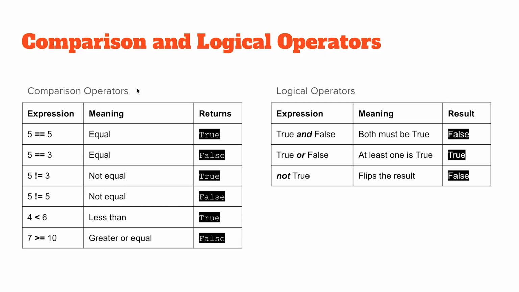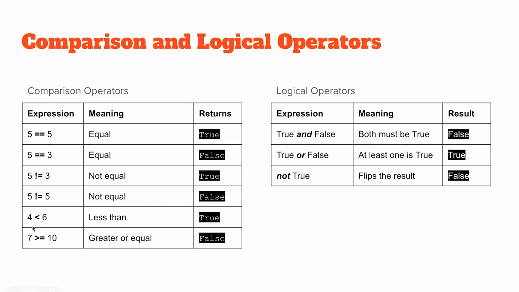We have comparison operators and logical operators to make decisions and check our conditions. So these are expressions: two equal signs, not equal, less than, greater or equal. Two equal signs is true when both are equal to each other. So 5 equals 5, this expression will return true. On the other hand, 5 is not equal to 3, so it's false. The not-equal symbol is true when both are not equal. So 5 is not equal to 3, so it becomes true. But 5 is actually equal to 5, so this will return false.